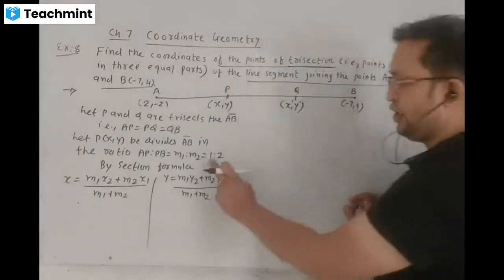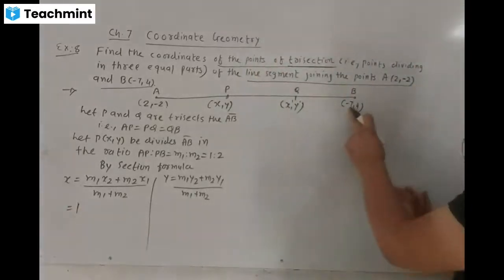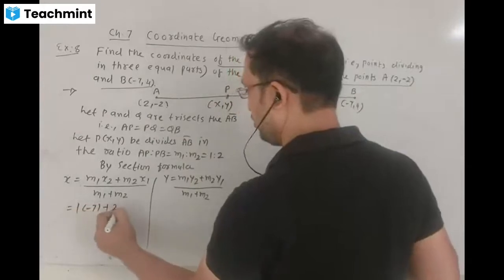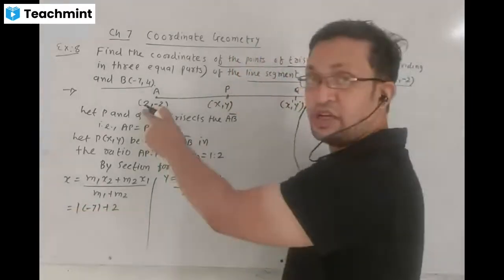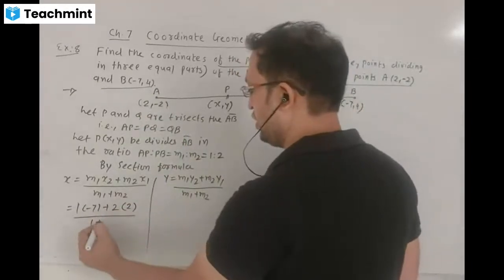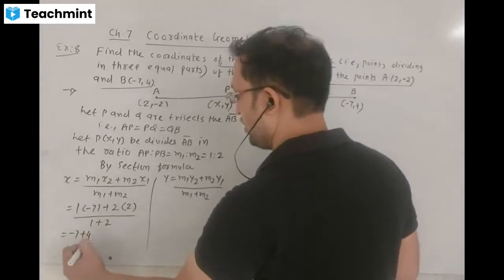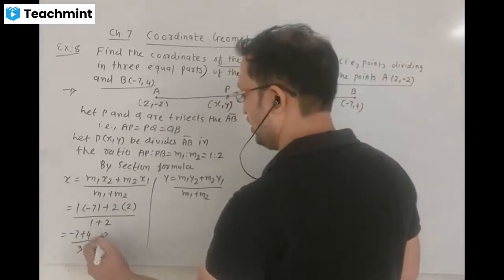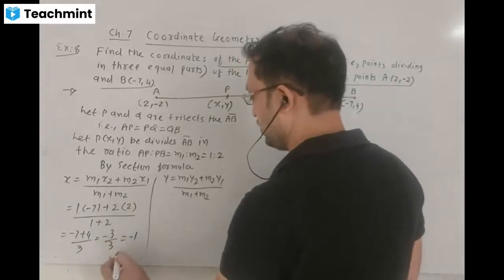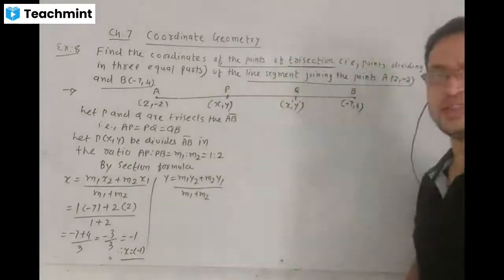What is m1? m1 is 1. What is x2? The x coordinate of B, that is -7, plus m2 is 2, and x1 is 2, divided by 1 plus 2. So (-7 plus 4) divided by 3, that is -3 divided by 3, which is equal to -1. Therefore, x is equal to -1.